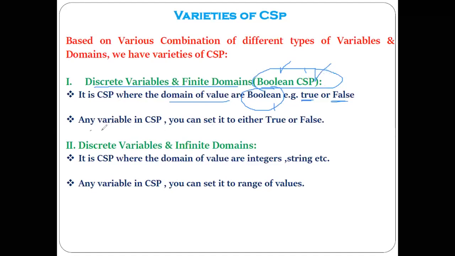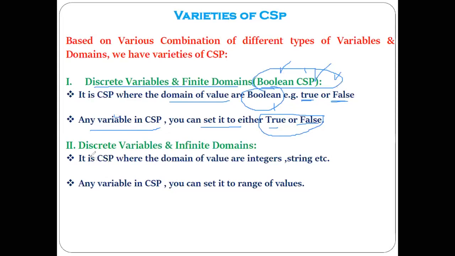Any variable in the constraint satisfaction problem, we can set its value either true or false. No value other than this can be put in such variables. And that is the reason this kind of CSP is called the Boolean CSP.